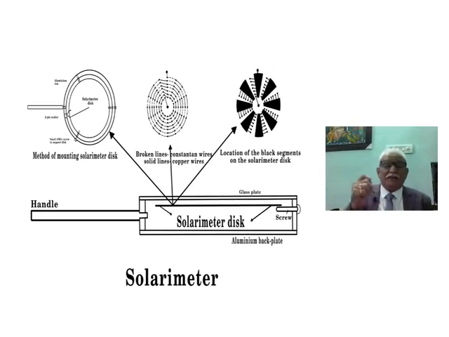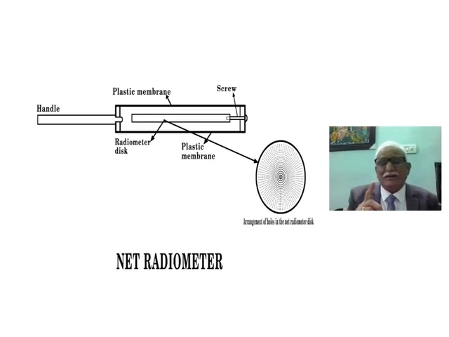This is how a solarimeter looks. This is hard work by me. It took an enormous amount of time just to give you a display of the solarimeter. Similarly, a net radiometer. This also took enormous amount of time and energy for me to draw. Of course, for the basic class, it is just to show how a net radiometer looks, nothing more than that.